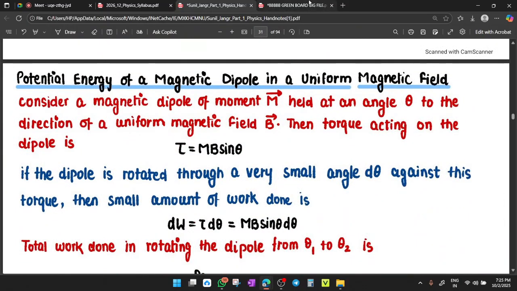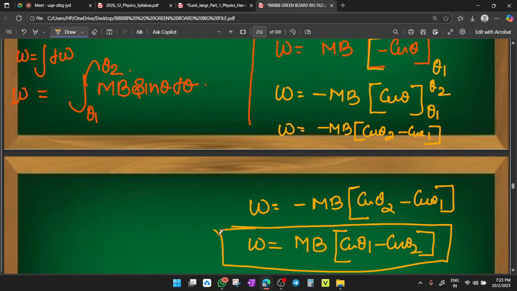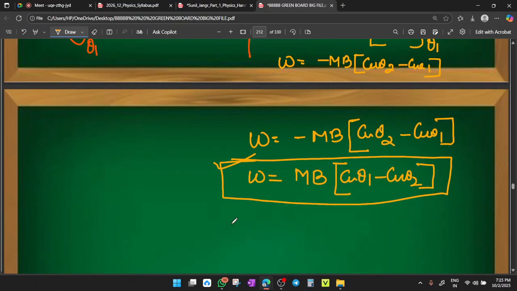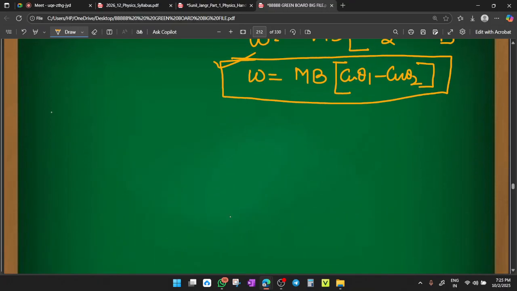But before potential energy, this is not the potential energy. This is first the work done. After that we will calculate the potential energy. Let us calculate potential energy right here. Okay, potential energy. What does it mean?